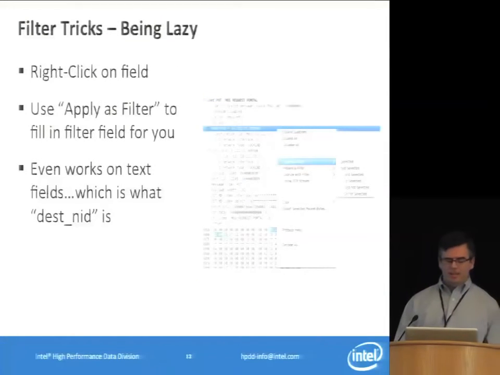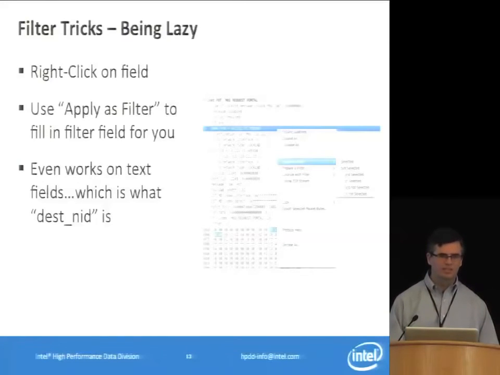Being lazy, the Wireshark people have given us another way to do this to minimize typing. If you right-click on a field, in the pop-up there is an Apply as Filter option. This allows you to take an existing field and make that your filter. So in this case, I've clicked on a destination NID field. So if I choose that as my filter, it'll update the filter field to say, show me all the packets whose destination NID is this particular NID.